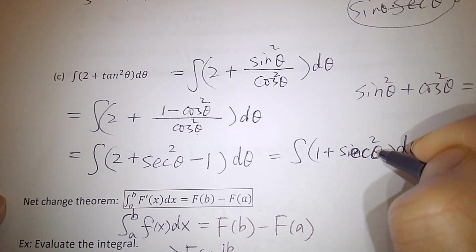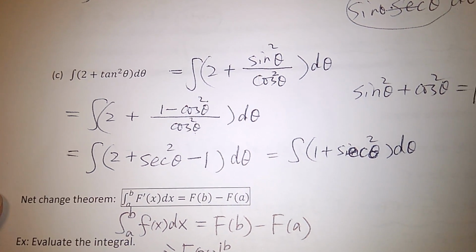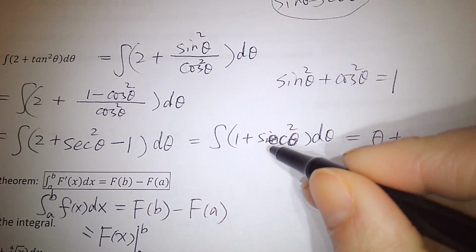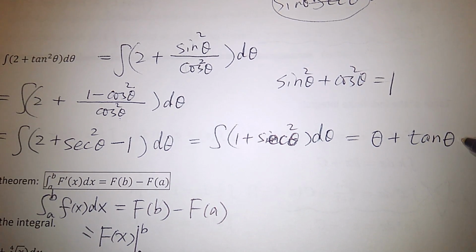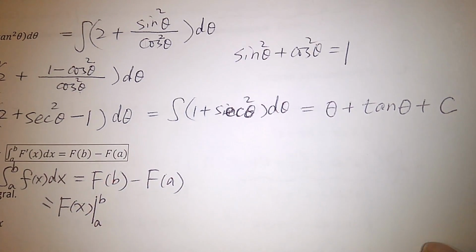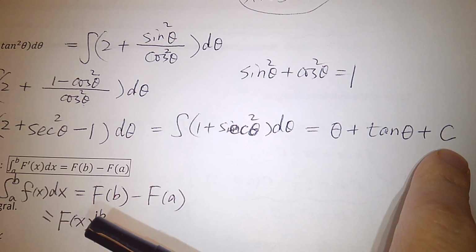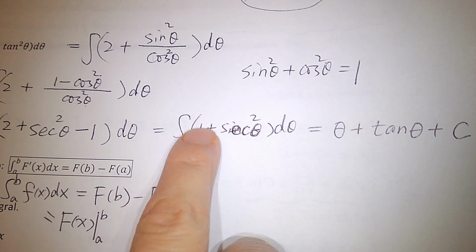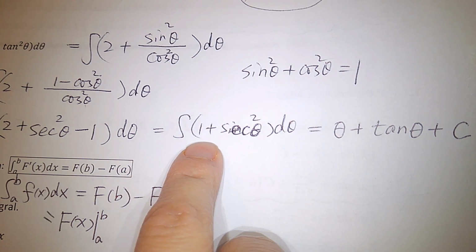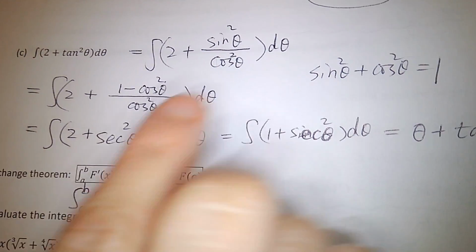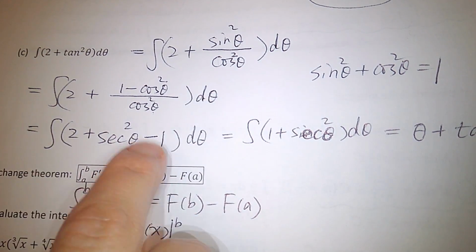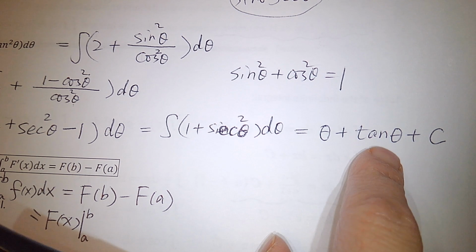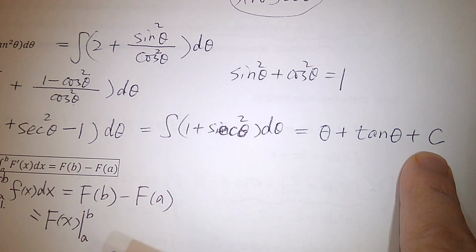For secant theta squared, we know the antiderivative is tangent. So the antiderivative of 1 is theta, the antiderivative of secant theta squared is tangent theta, and then plus what? Don't forget to add a c. You may ask, when will we add the c? Until the integral sign is gone. If we have the integral sign symbol, do we have c? No. In the last step, we have no integral sign anymore, every term has its antiderivative, then we add the constant c eventually.